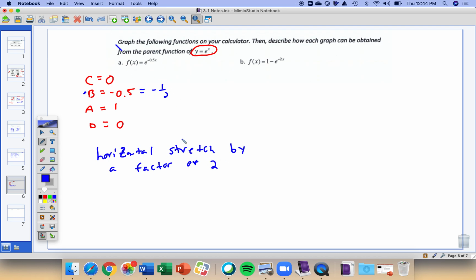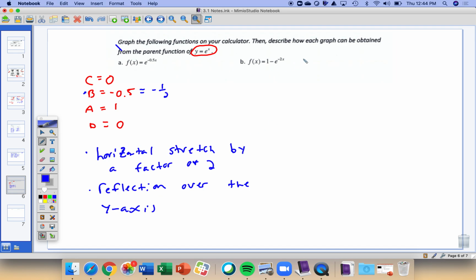Now, what does the negative do? Well, the negative is how you get reflections. So, does the negative reflect over the x-axis or the y-axis? Well, because the negative is next to the x value, it's affecting the x values, which means that it's going to be a reflection over the y-axis. So we have two things happening here. It'll be a horizontal stretch and a reflection over the y-axis.